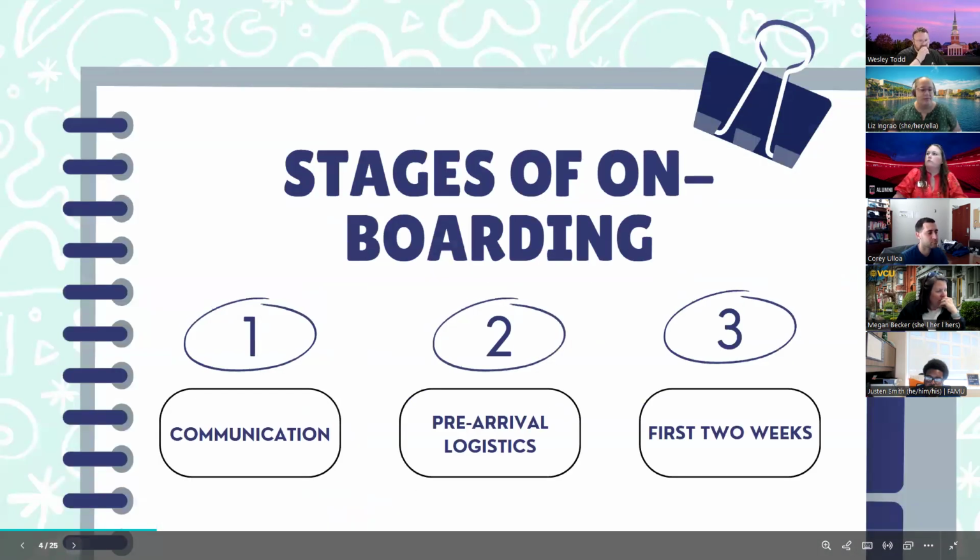So there are 3 stages of onboarding. First is your communication, whether that's from application to arrival on campus. How are you keeping in communication with your candidates as well as with your staff that you've hired? What are those pre-arrival logistics that you need to consider to prepare this person to come to your campus? And then what do those first 2 weeks of onboarding look like for your new staff member that's coming on board?